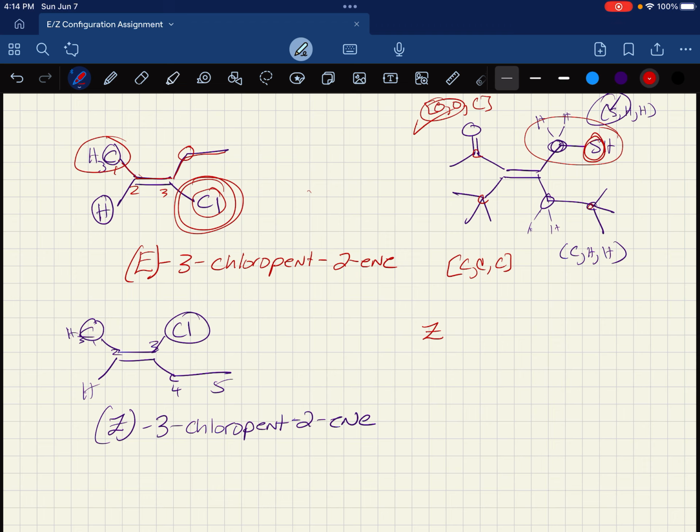So just remember that Z is 'zame', where the higher ranked groups are on the same side of the double bond. Not attached to the same vinylic carbon atoms, but on the same side of the pi bond. And E, for Entgegen, meaning across, is going to be on either side.